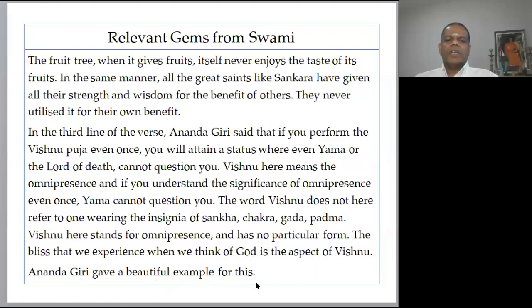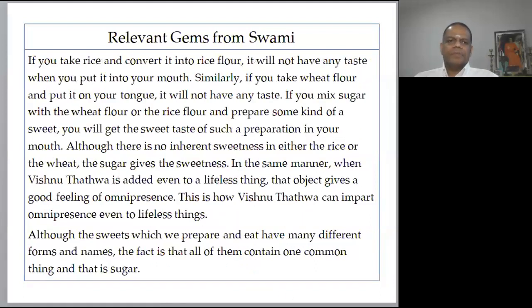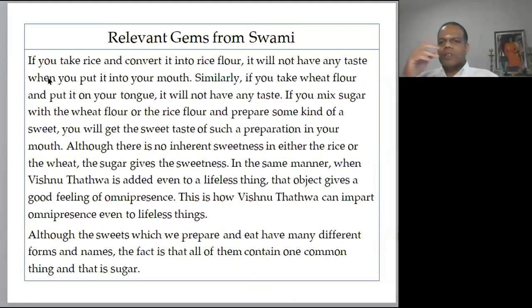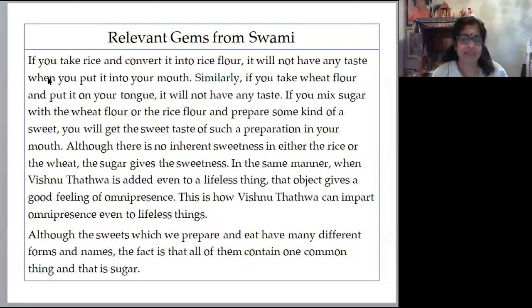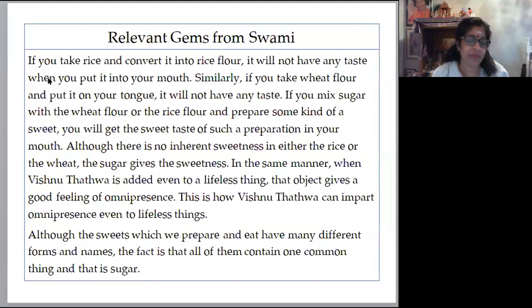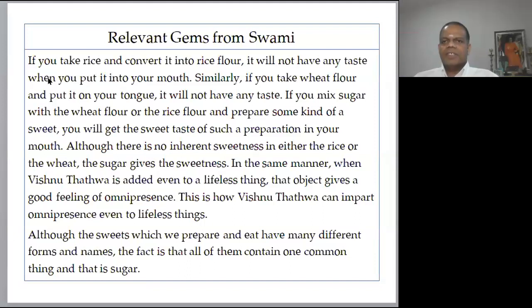Anandagiri gave a beautiful example for this. The taste of what you experience when connecting to God, that's the taste of Atma. If you really look at it, all three lines mean the same thing. Whether it's studying the Bhagavad Gita, drinking Ganges water, or worshipping the Lord, all three are describing the same thing, which is tasting the Atman, tasting God, which will give you bliss.